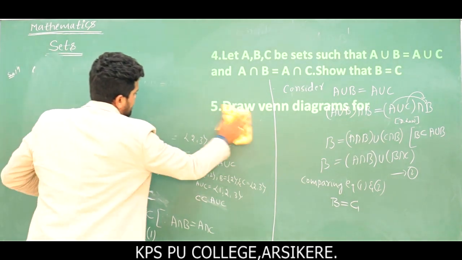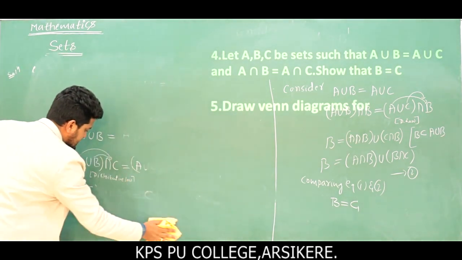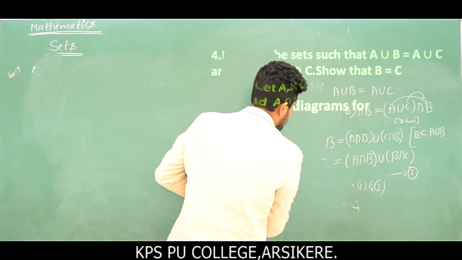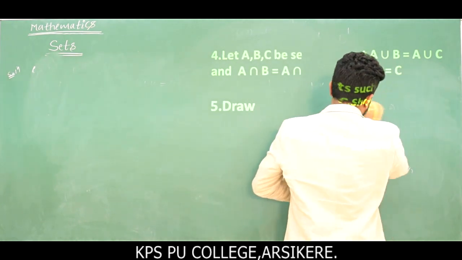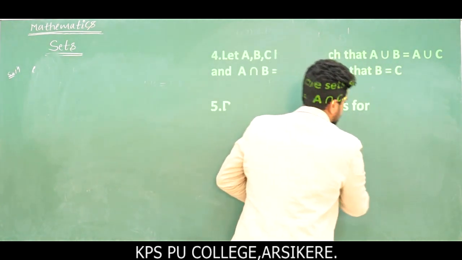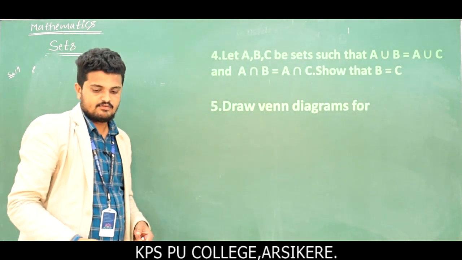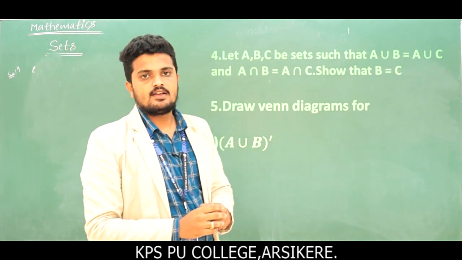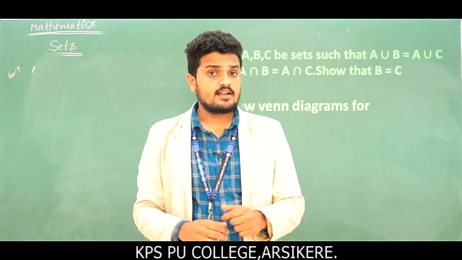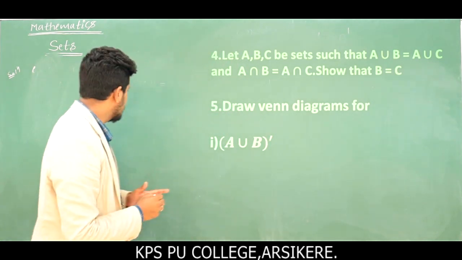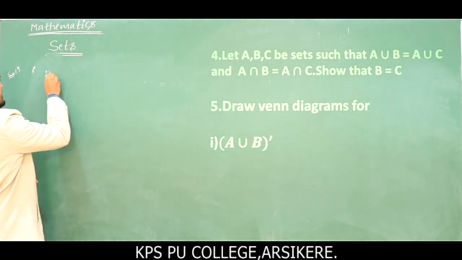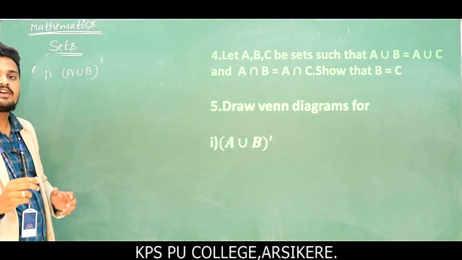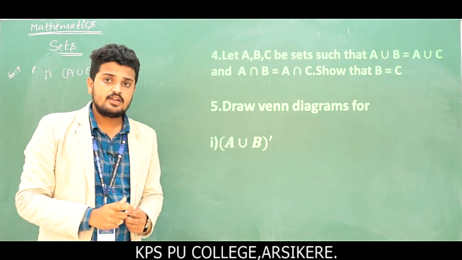Next one. Draw the Venn diagram for the following. You already know how to draw the Venn diagram, right? So first one, draw the Venn diagram for A union B whole dash. You already know how to draw the Venn diagram for A union B whole dash, right? So if you have to draw a Venn diagram, what do you write first? First you have to write the universal set.